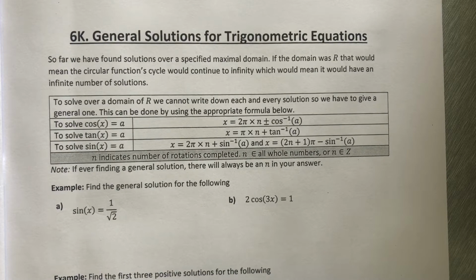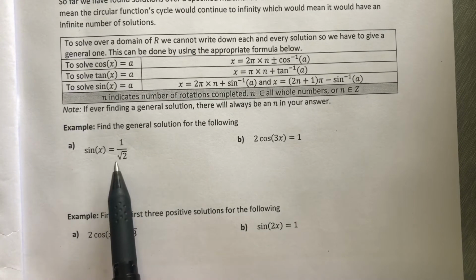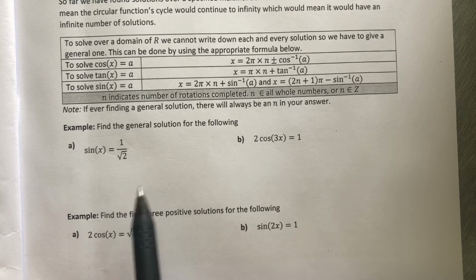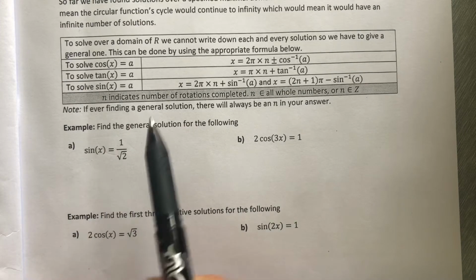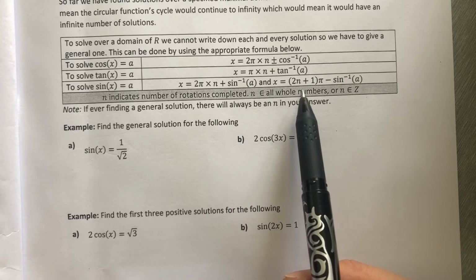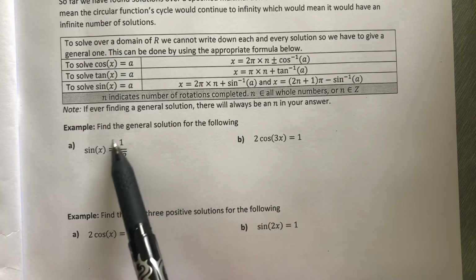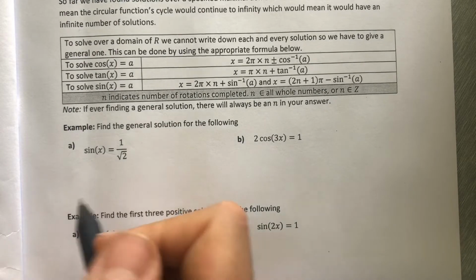Alright, so let's start with this one. Now this is actually the same as the example I gave you before, but we're finding the general solution. Okay, so because it's sine, we're going to be using these rules here. So all we really need to do is substitute this into here and then solve as far as we can. So that's what I'm going to do to start with.